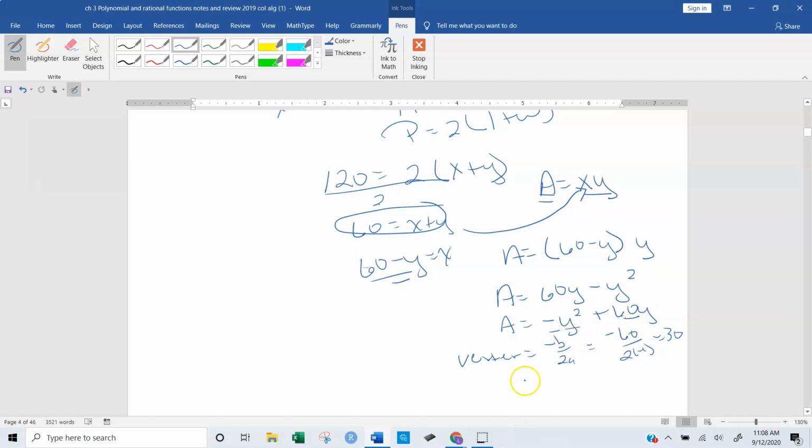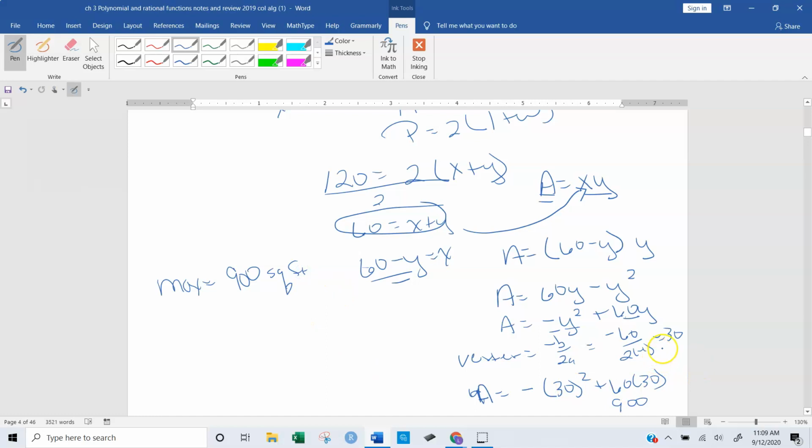Now I'm going to plug that in to figure out what my width is, or my x. So now I'm going to find my y value of my vertex, or my x value of my vertex. We're going to find the area. So we're going to say that 30 is y. So I'm going to do minus 30 squared plus 60 times 30. Type that into your calculator and you get 900. So my max area is equal to 900 square feet, correct?